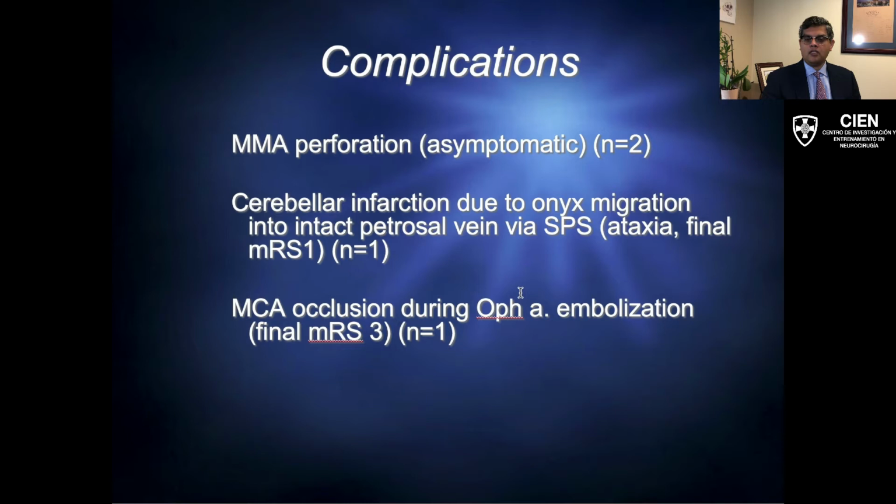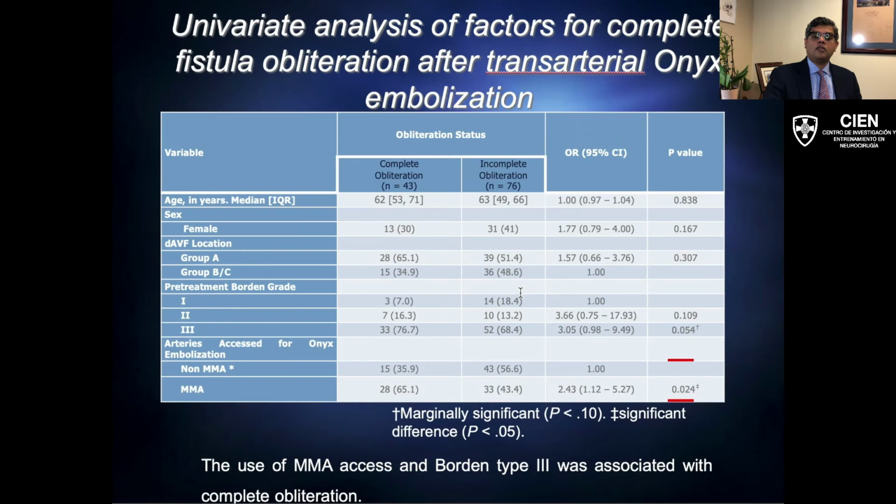There was a cerebellar infarction because the Onyx had migrated into an intact petrosal vein. And this patient had ataxia with a final modified Rankin score of 1. There was a patient who had an MCA occlusion during an ophthalmic artery embolization, and that patient's final modified Rankin score was 3. So these are the two complications we had during this procedure.